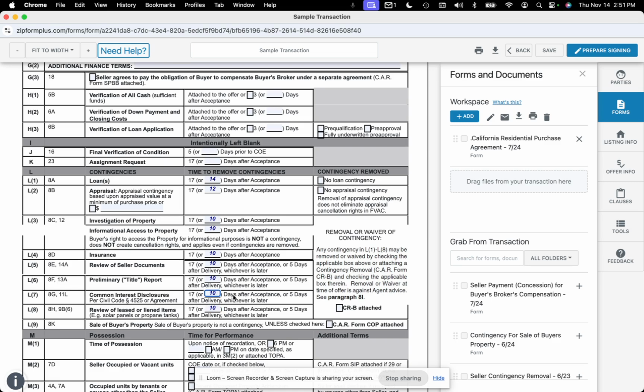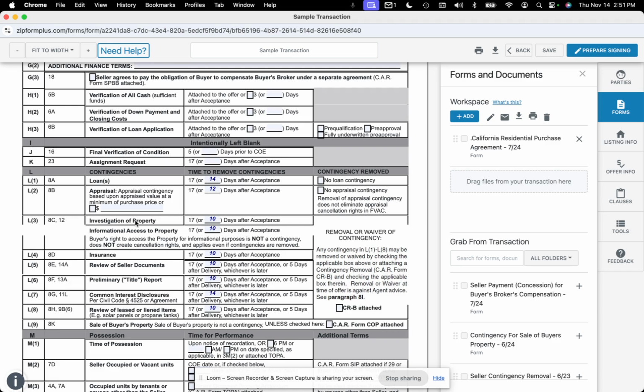For example, the HOA contingency, I'll usually make it the same as the loan contingency because those two are very closely tied, as the lender needs to sign off on the HOA documents as well as you do. So yeah, you can make them any which way you want.